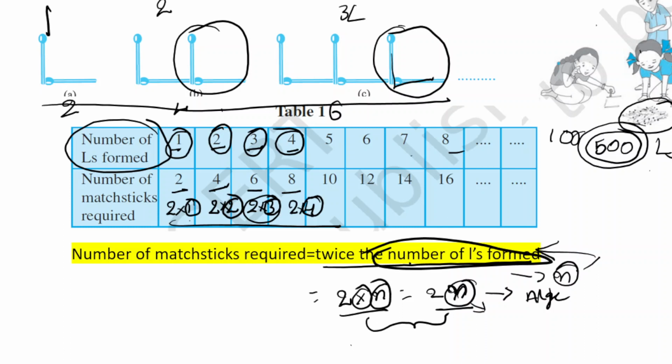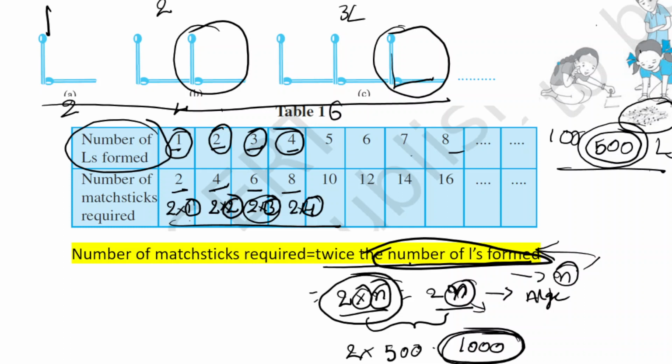that to form 500 L's, this is nothing but 2 into 500, that is equal to 1000 matchsticks required to form the 500 L's. To form 500 L's, we need 1000 matchsticks. This can be easily done by using the rule 2n. So this is how we use algebraic expressions to solve critical puzzles.